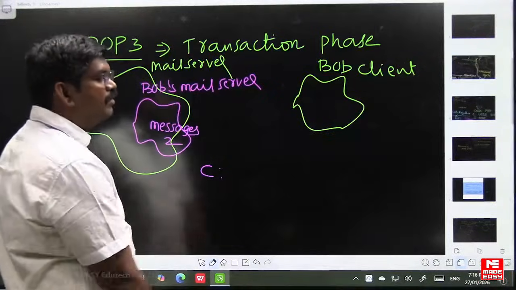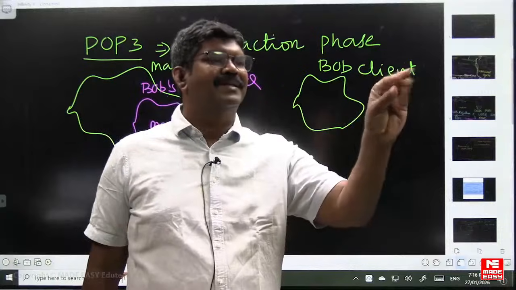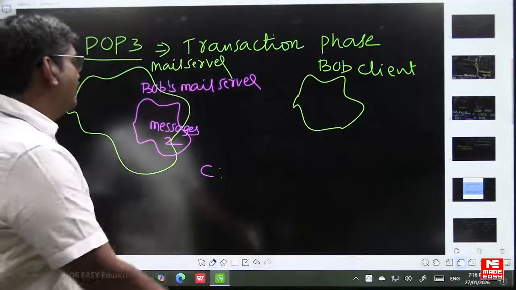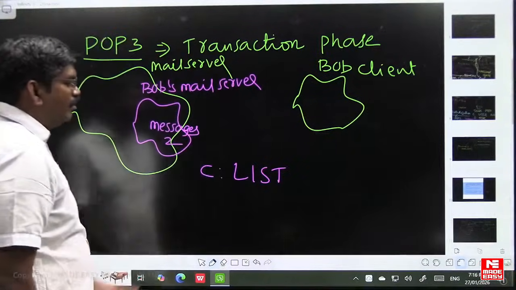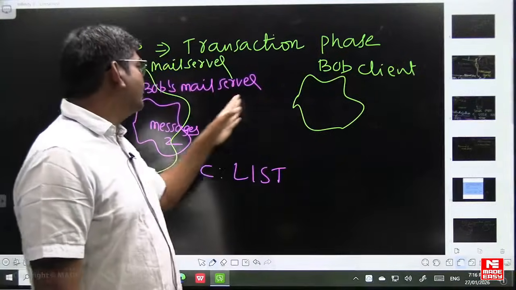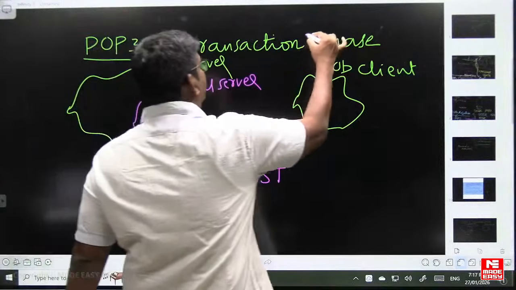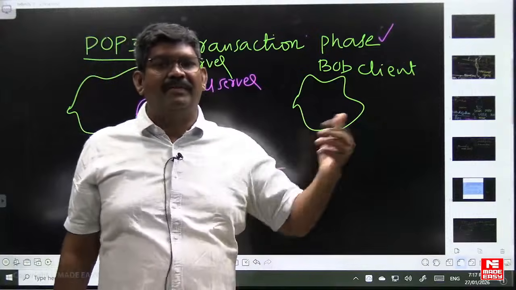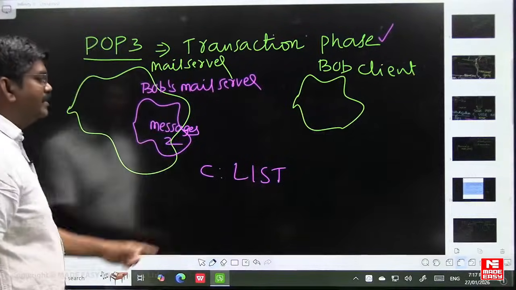What is the first and foremost command? You see the PYQ questions. You will observe these commands, questions they used to ask. Now you are able to know about it. The first and foremost command is the list command actually. Who is giving this list command? Bob client is giving it. This command will go to the server. This phase is called the transaction phase actually. When does this transaction phase have to start? After authorization actually. So now you see this is the first and foremost command. Who is giving it? The client.